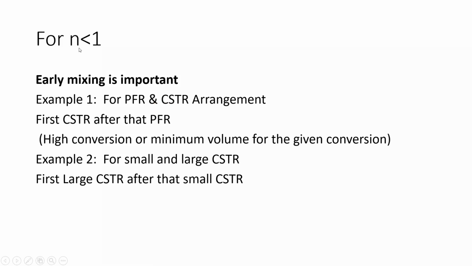For n less than 1, when the reaction order is less than 1, like 0.5 or 0.75, early mixing is important. Remember this, early mixing is important. Early mixing means if we are using a PFR and CSTR, then we will put the CSTR first, after that the PFR. From this we will get high conversion for a given volume, or minimum volume for a given conversion. Example 2: if we have a small and a large CSTR, then we will put the large CSTR first, then the small CSTR. Remember these points.